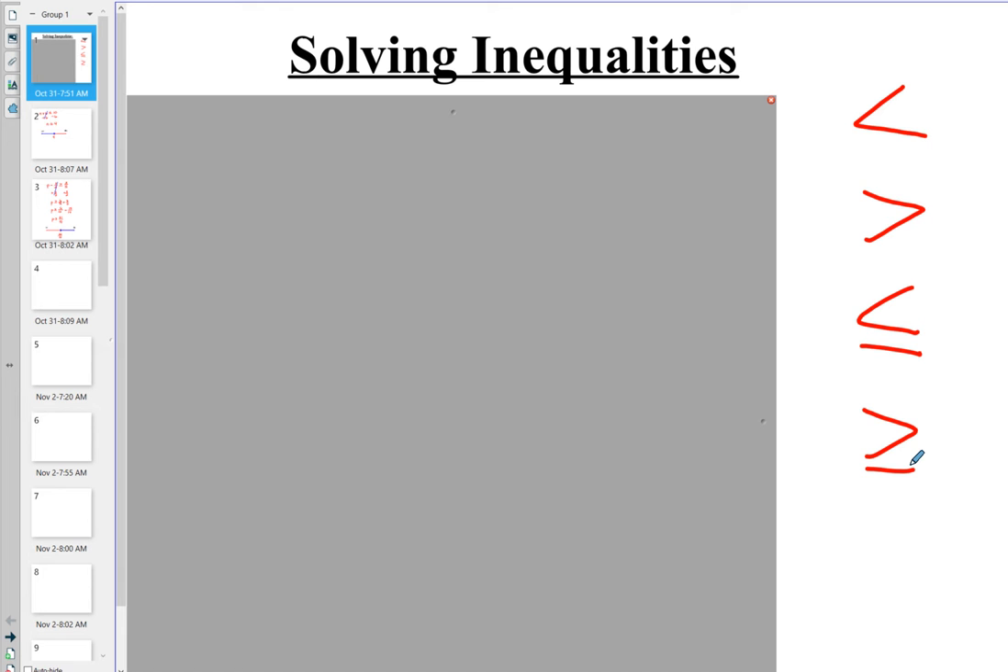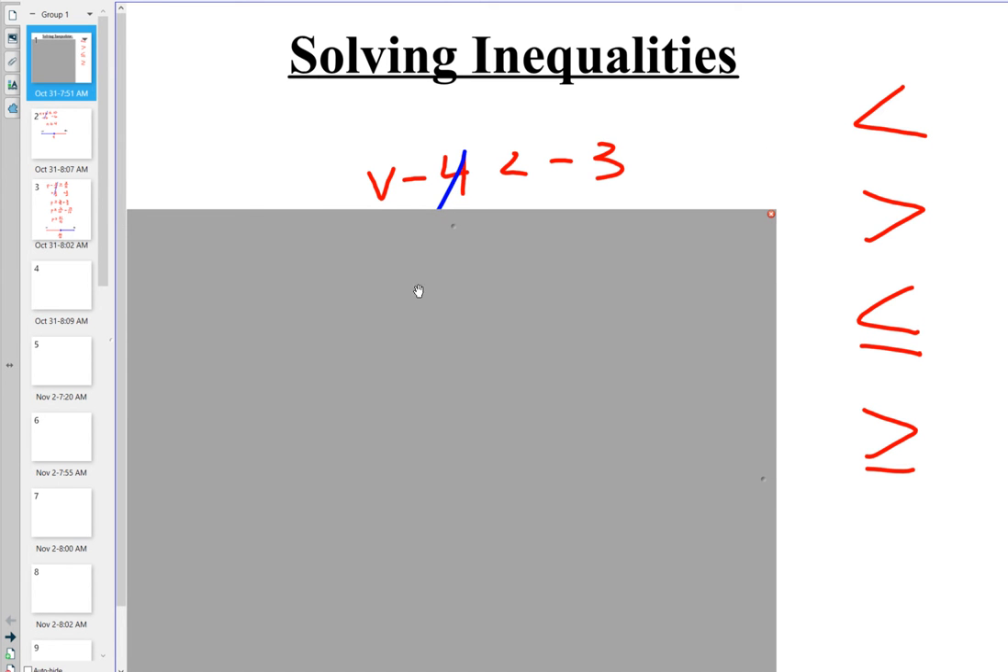What's the first one called? Less than. Good. What's the second one I drew called? Greater than sign. The third one? Less than or equal to. And finally? Greater than or equal to. Fantastic. So let's get the party started.